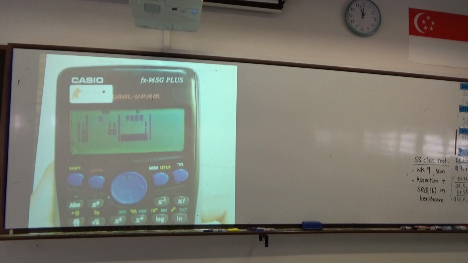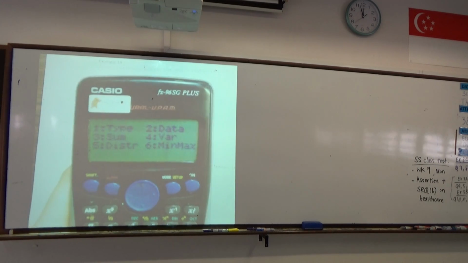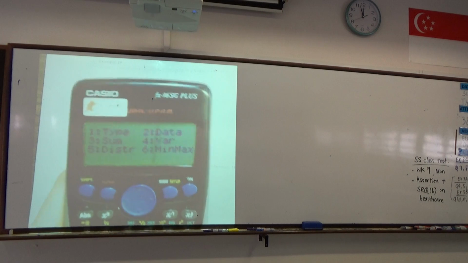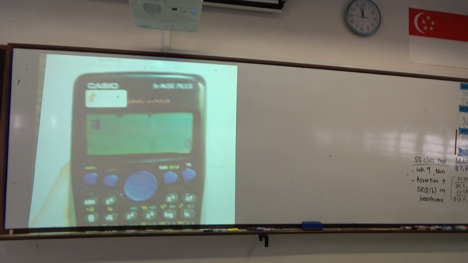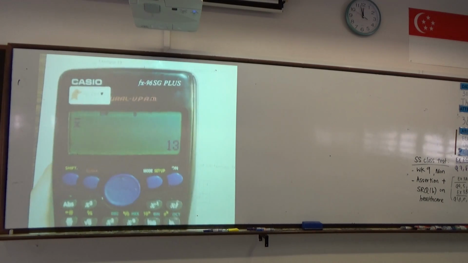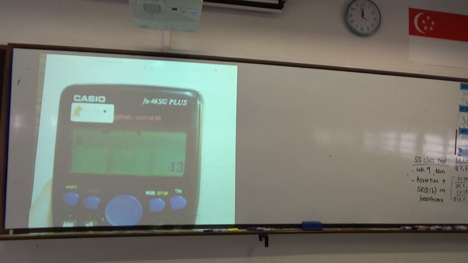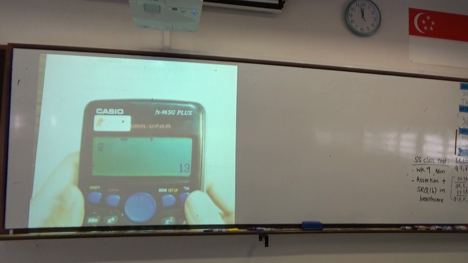Then I switch on, press shift 1 for stat, and then go to variance, and go to mean and press equal sign, so I'll get 13 as well. Alright, you need to get used to this. Something that you need to be familiar with for your own calculator.